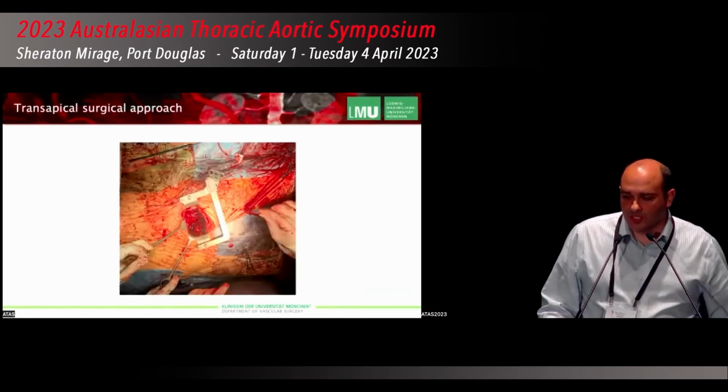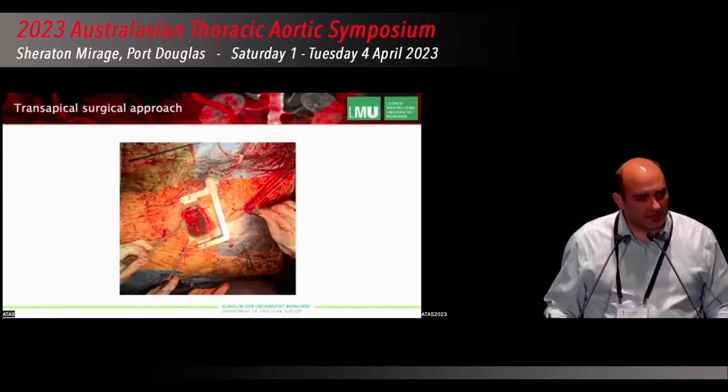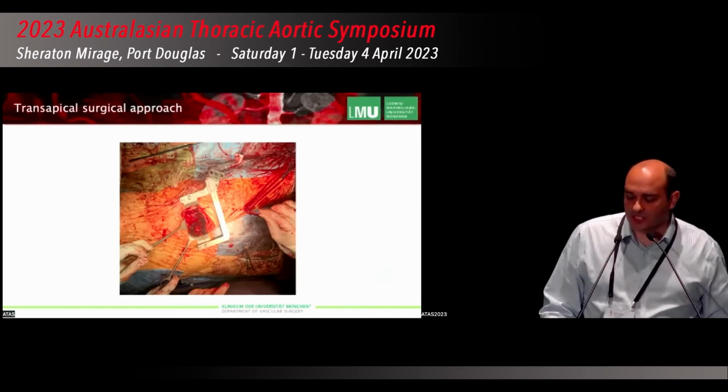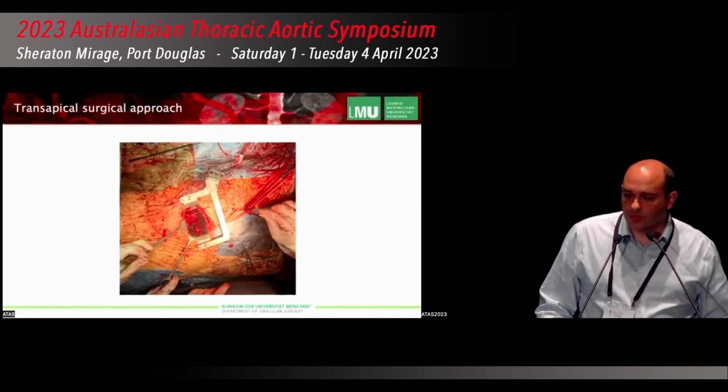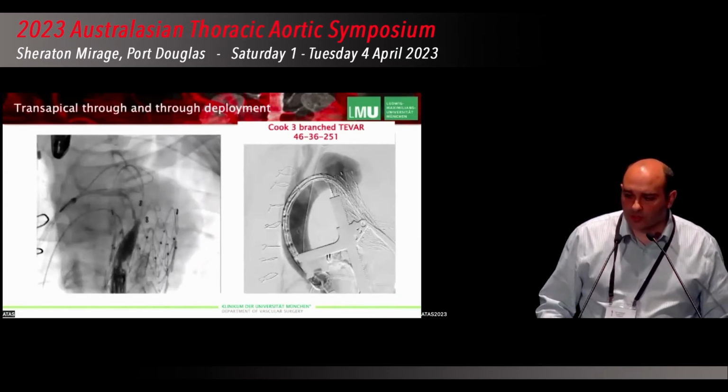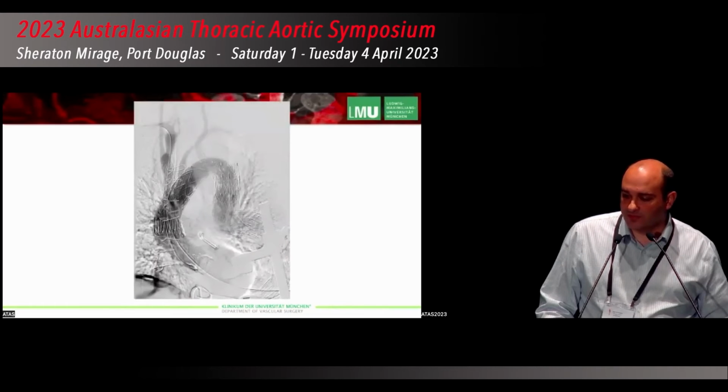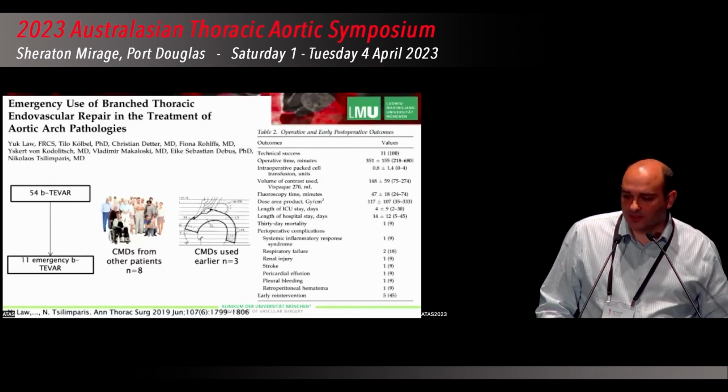So together with our cardiac surgeons, we do all of these cases together on the table. Cardiac surgery and vascular surgery. We established the transapical through and through wire, transapical femoral through and through wire, and we were able to advance the graft all the way into the ascending aorta through the previous bio valve of these patients and complete the repair, as you can see here.